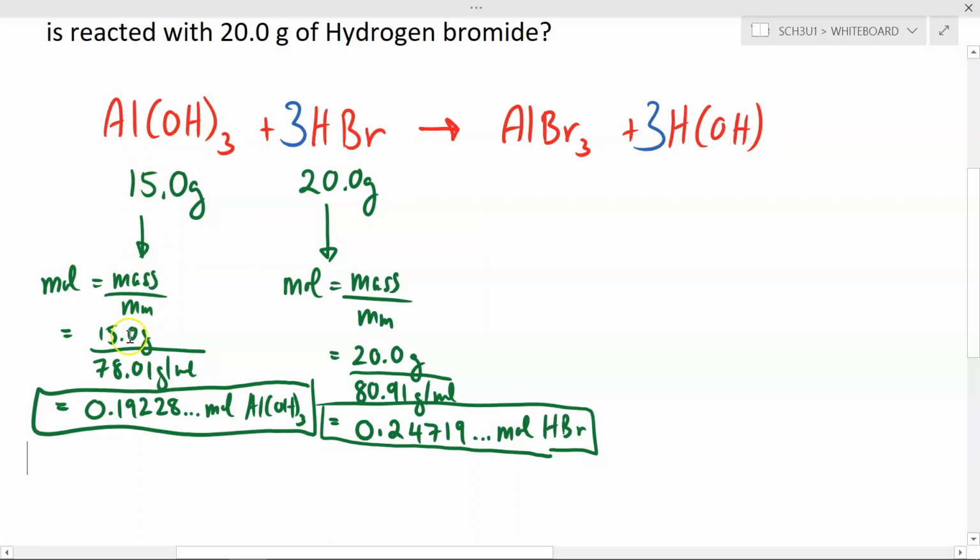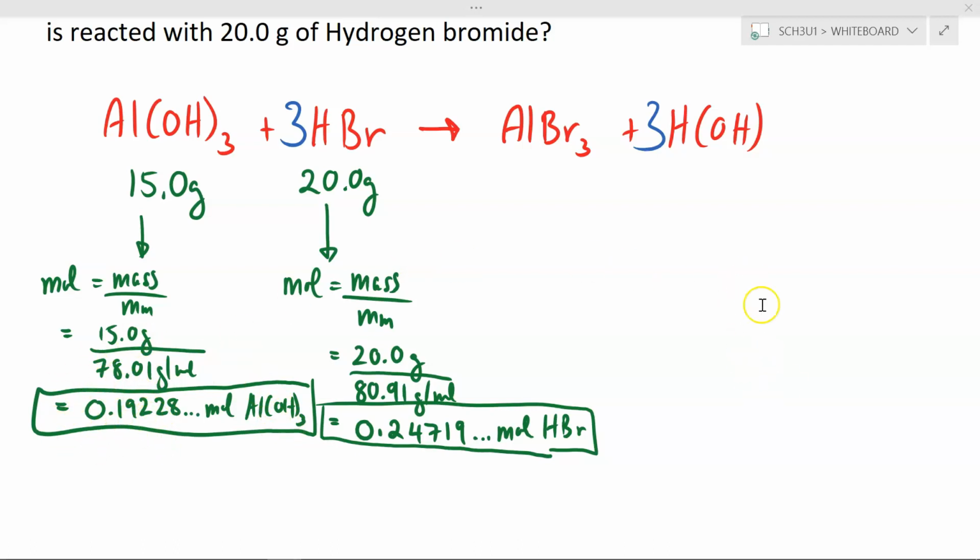Molar mass of aluminum hydroxide is 78.01 grams per mole. I can find this, of course, from the periodic table. Divide that out, and I get 0.19228 moles of aluminum hydroxide. Now please remember, don't try to round these numbers yet.